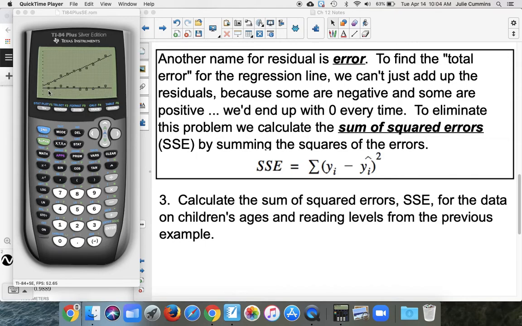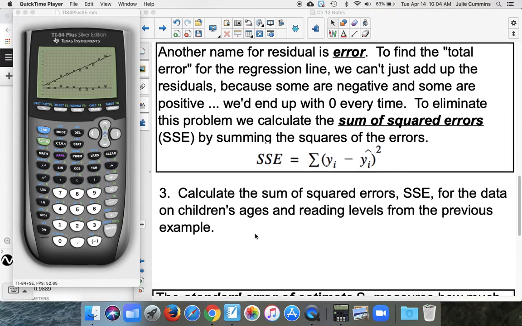Take a look here at the calculator. Notice that some of them are positive and some of them are negative. So if I just add these all up, I'm always going to get 0 or something really close to 0 every time, because some of the dots are above and some are below. So to avoid that problem, what we do is we square all the residuals and add them up. Okay, we call that the sum of squared errors, SSE.